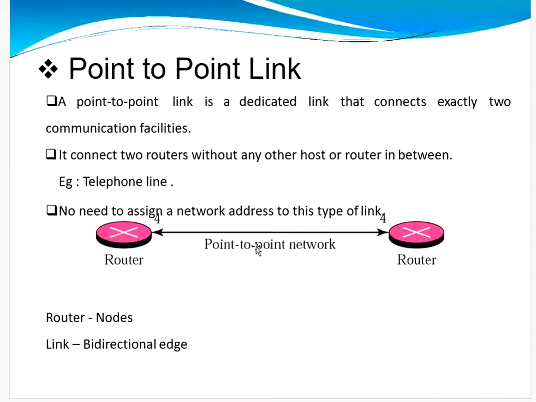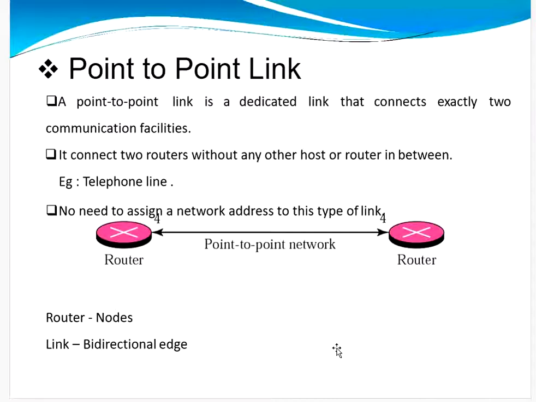We can consider an example of where the point to point link is used: a telephone line. In this, there is no need to assign a network address to this type of link. The router acts as a node, and the link has bidirectional edges. So this is all about the point to point link.